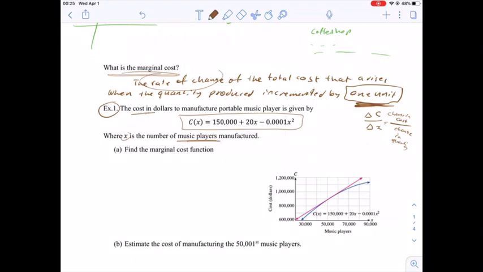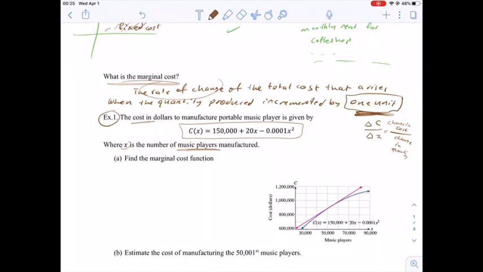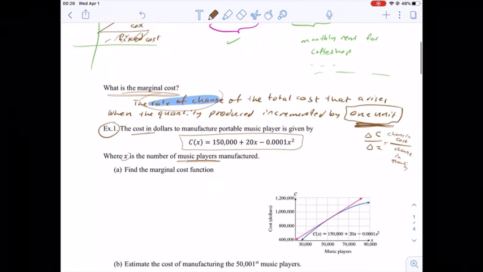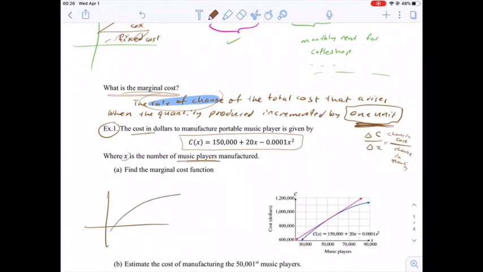Before we find the marginal cost function, let me talk more about the marginal cost. Here we define it as rate of change, and that means we can talk about the derivative. For example, if we have the total cost function given by this, and we have a specific value here, let's say 10,000, and 10,001 is here. That means the quantity produced is incremented by 1 unit, and the difference between them is very small, just 1 unit.